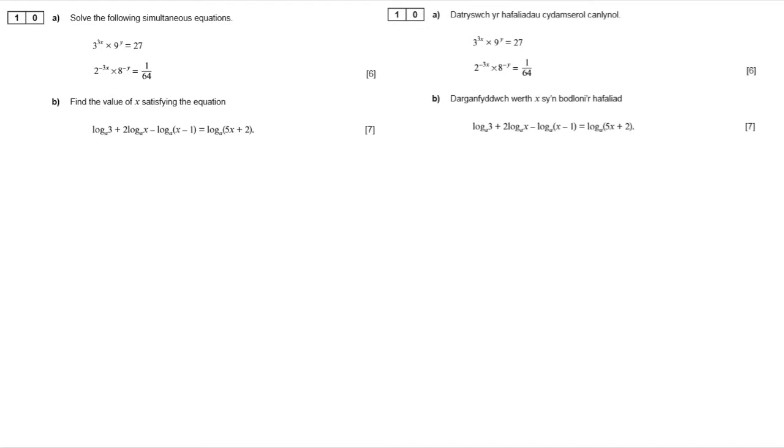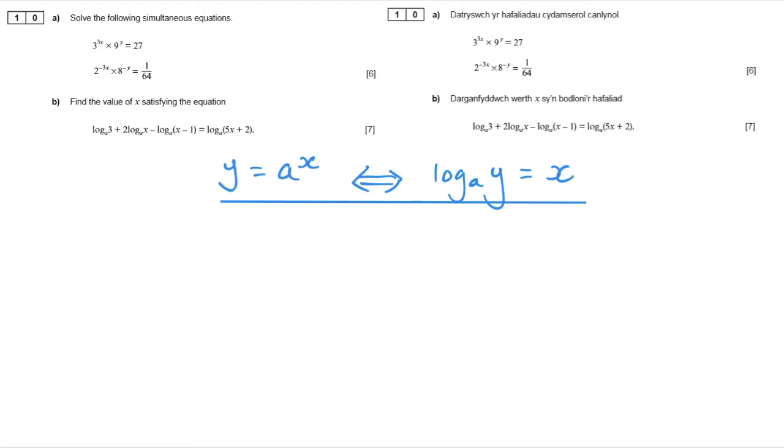We will begin with the basic definition of a logarithm. The expression y equals a to the x may be written in logarithm language as log base a of y is equal to x. We should note that here a needs to be positive.